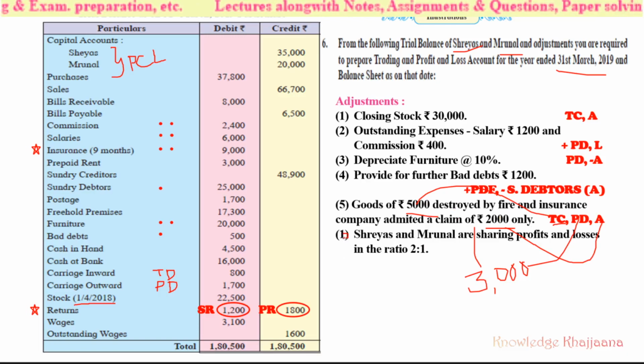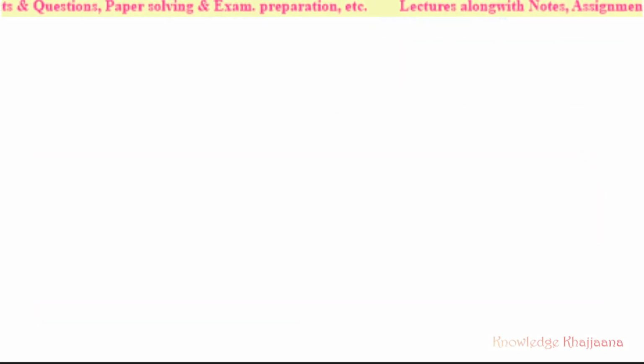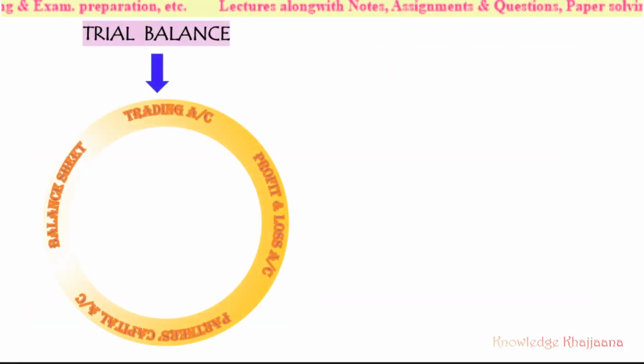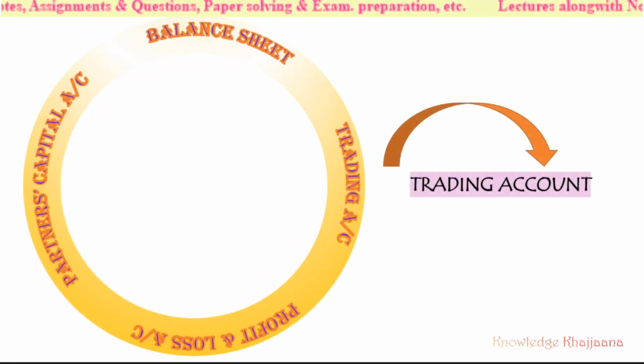Then 6. Shreyas and Mrunal are sharing profits and losses in the ratio of 2:1. That we will remember while distributing the profits to Shreyas and Mrunal. Now let's move to solve it. Very simple. First, depending upon the trial balance, we prepare the trading account.